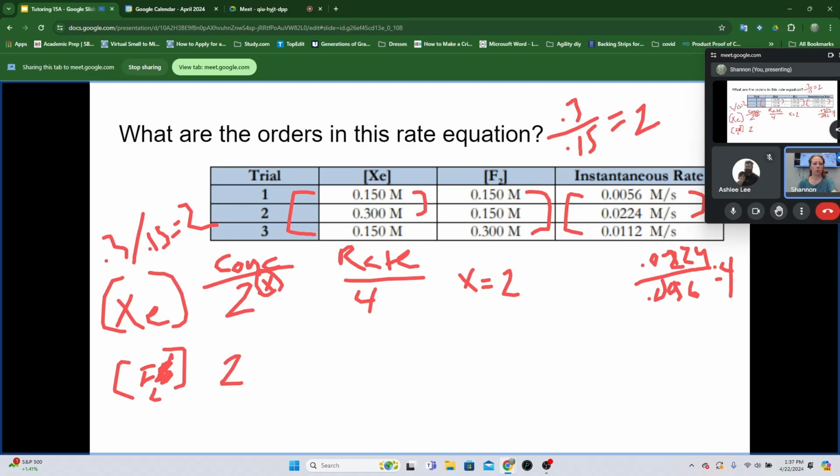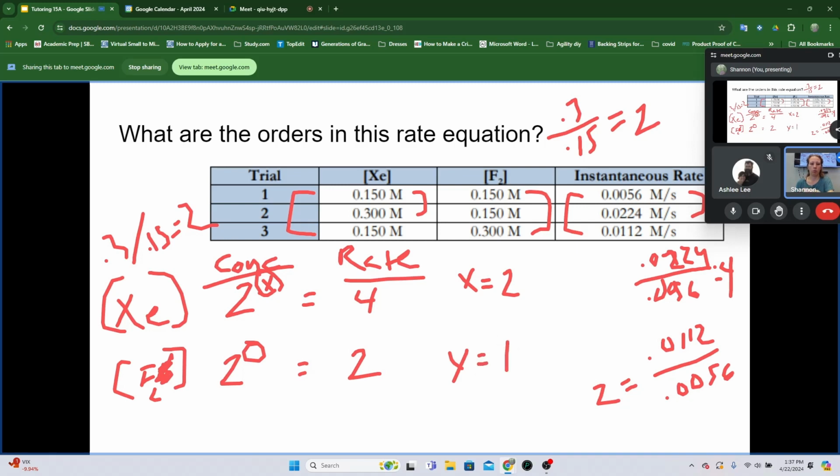Then if I look at the rate, right? I'm going to take 0.0112 divided by 0.0056, and for that one the rate also doubled. Okay, it equals 2. So 2 to the what power equals 2 is our y equals 1.